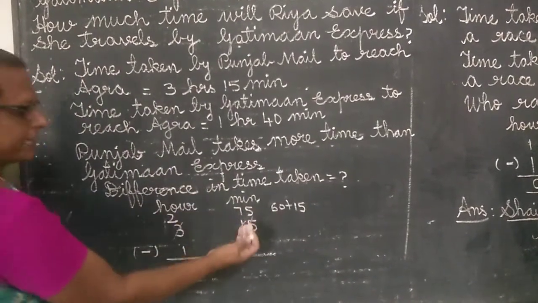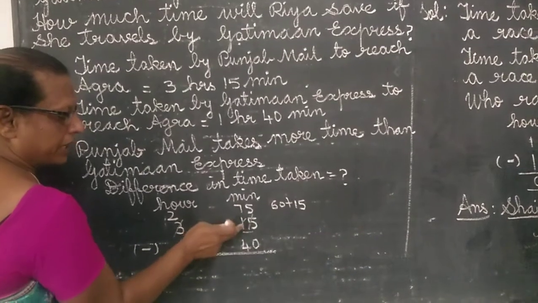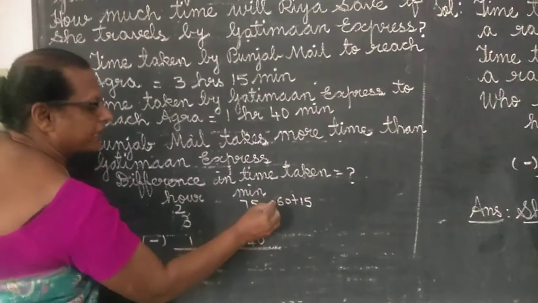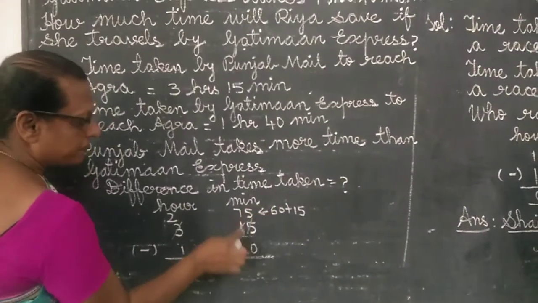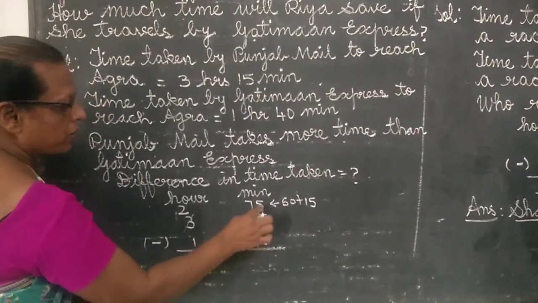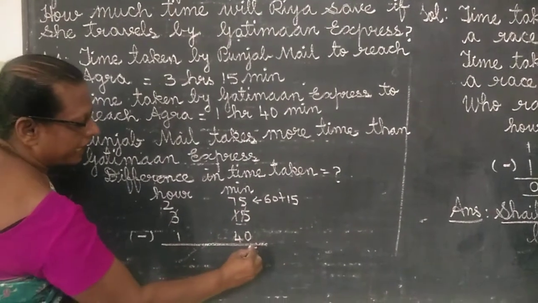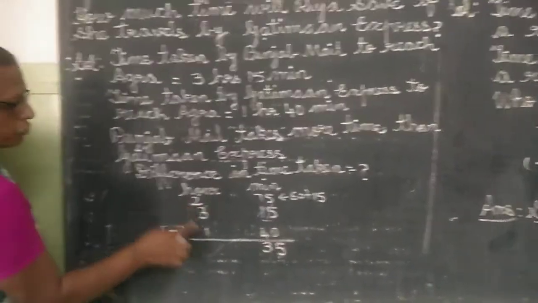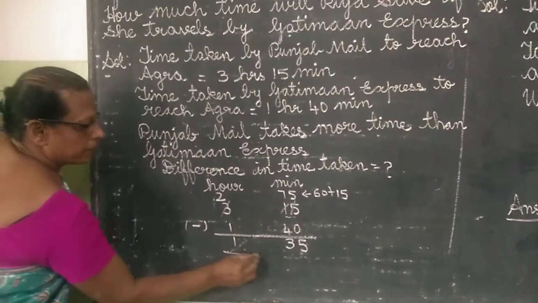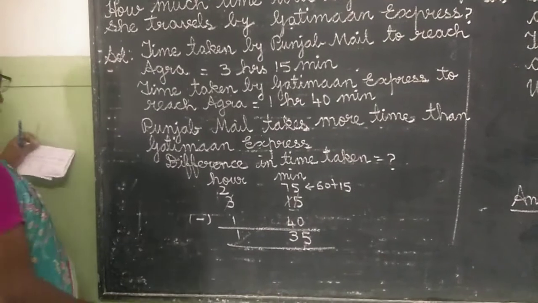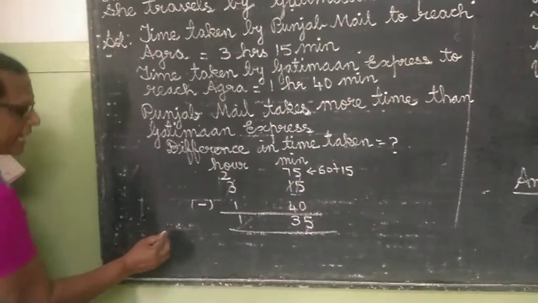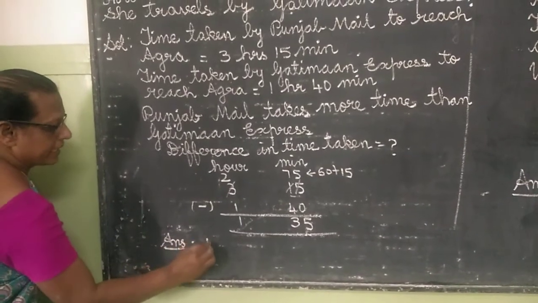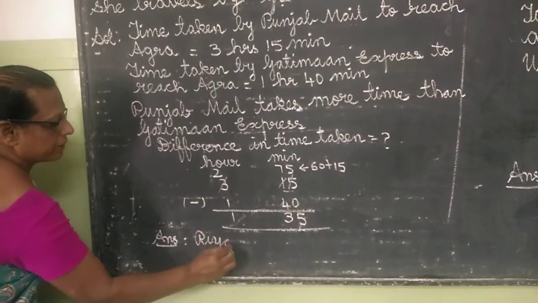If you borrow 60 minutes, you have to add it, because it should be the bigger number. So when you add, what comes, children? 75. Now you can subtract. 5 minus 0, 5. And 7 minus 4, 3. And 2 minus 1, 1. Understood, children? Yesterday I taught you, isn't it, children? So what's the answer, children?